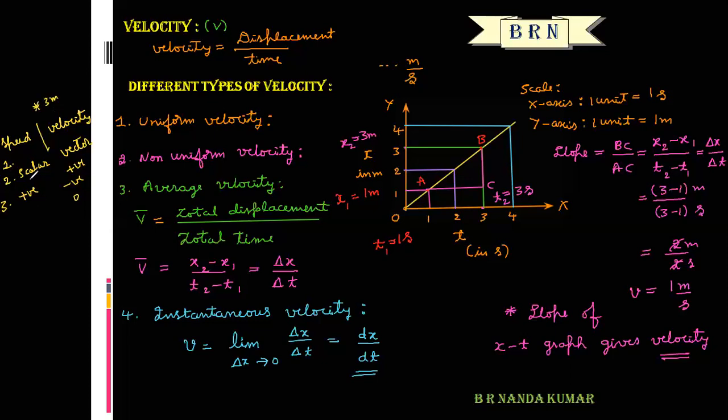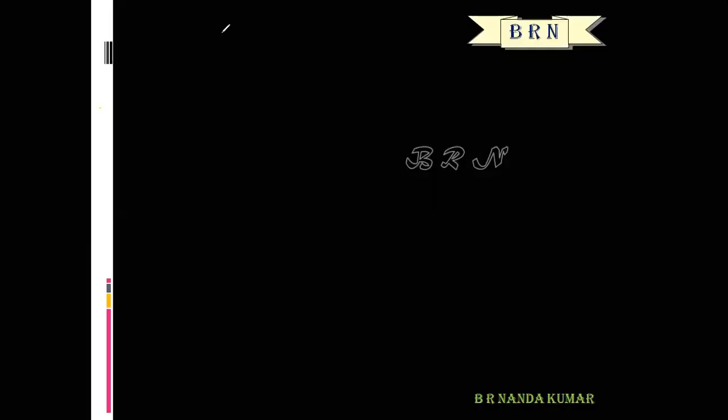Speed has only magnitude, but velocity has both magnitude and direction. So these are the main differences between speed and velocity. Now let us discuss a numerical.